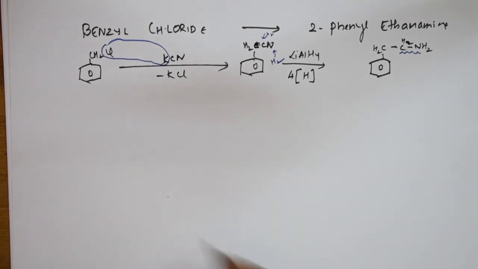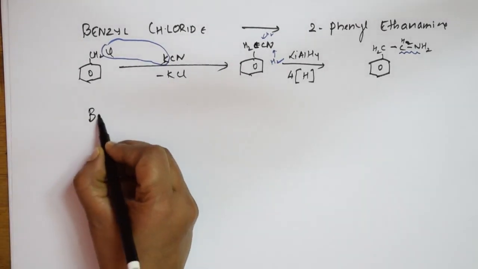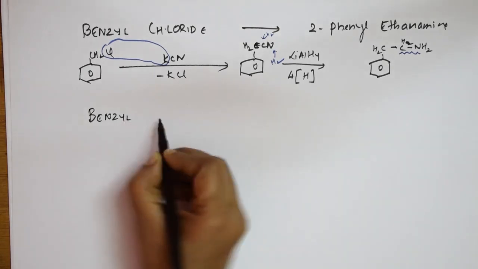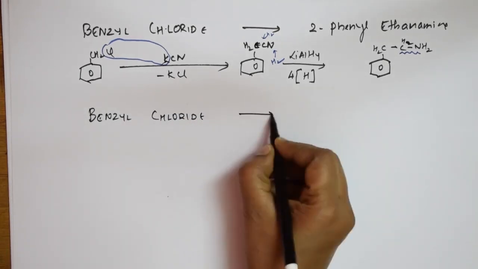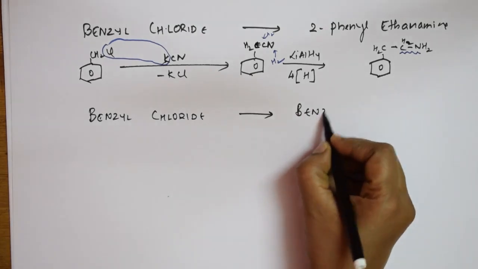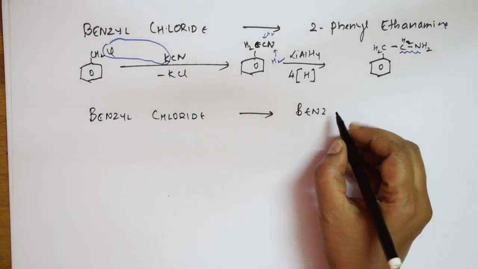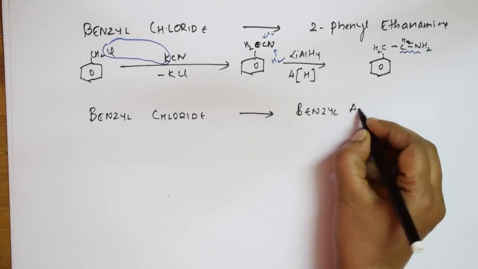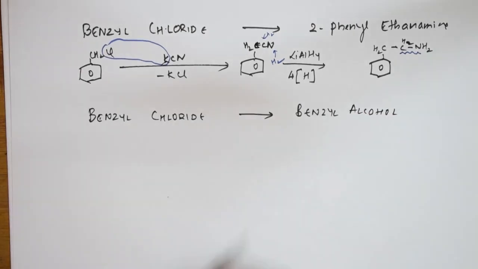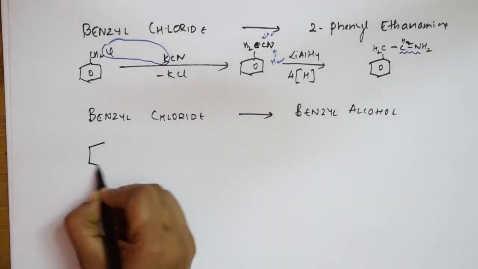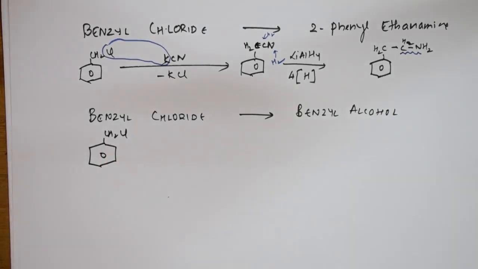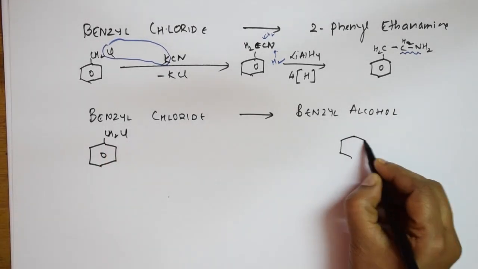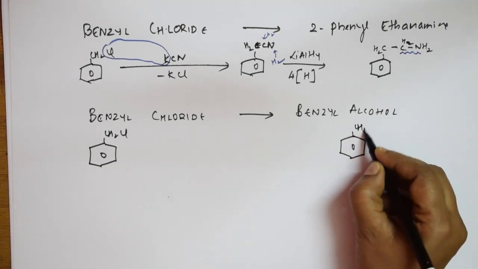Now let us write one more. Suppose they ask me to convert benzyl chloride to benzyl alcohol. So simple. They are relating the haloarenes chapter and the alcohol chapter, benzyl alcohol. I need to do this. Let's see. First let us write the formula. Benzyl chloride, CH2Cl. Now I have to convert this into benzyl alcohol, CH2OH.